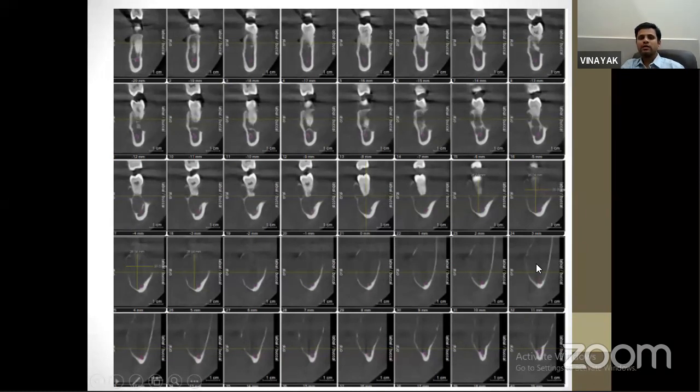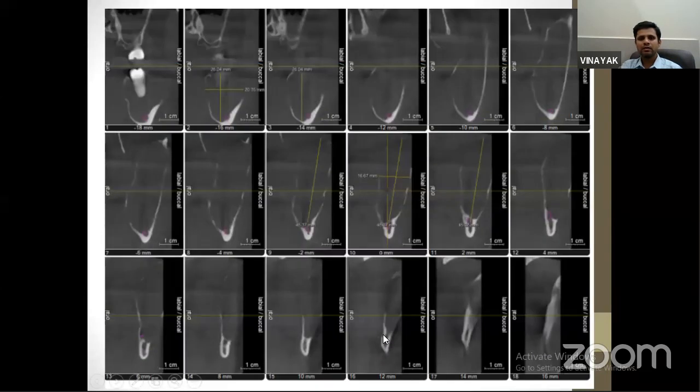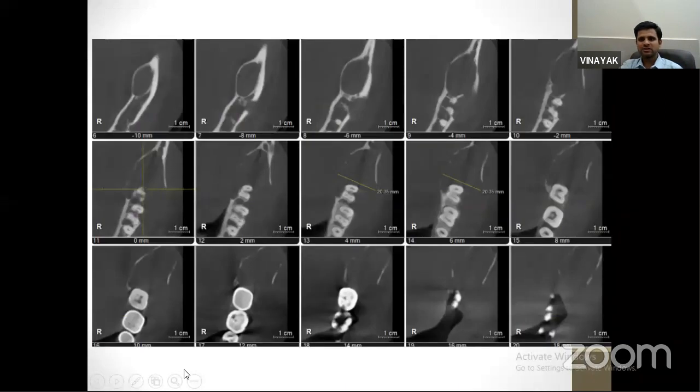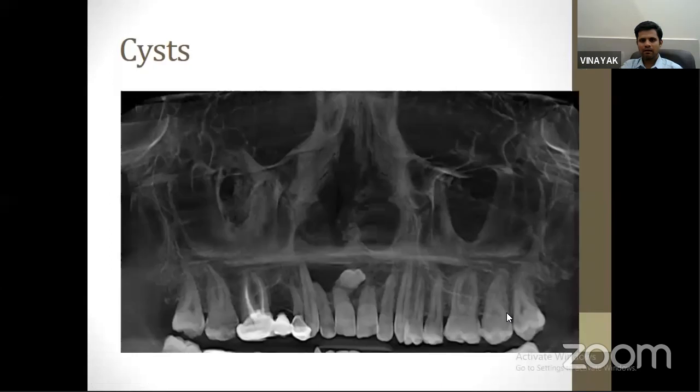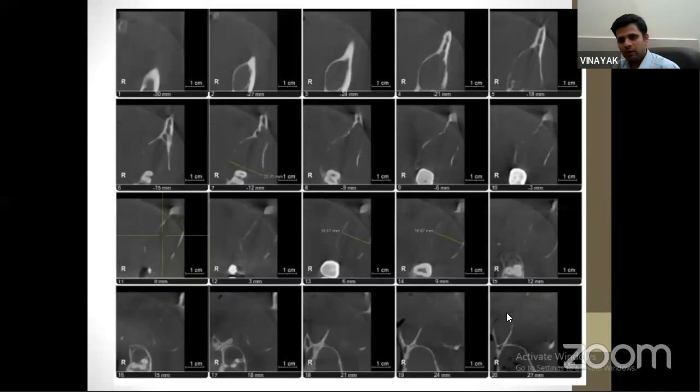Now, if it is a cyst, a dentigerous cyst, then in a dentigerous cyst there is expansion of only a single cortex, either buccal or lingual, ideally. But in a tumor or in ameloblastoma, both the buccal as well as lingual cortices are expanded. So here we can see the expansion and it has hollowed the entire ramus. Nothing is remaining in the ramus. And the axial sections showing the lesion. So nothing but an ameloblastoma.